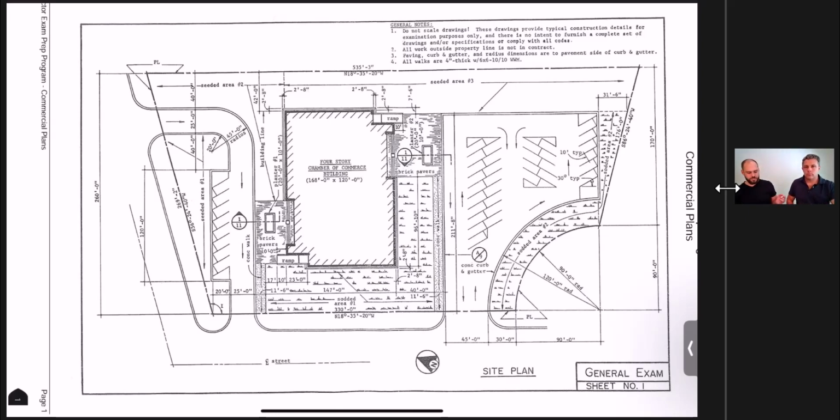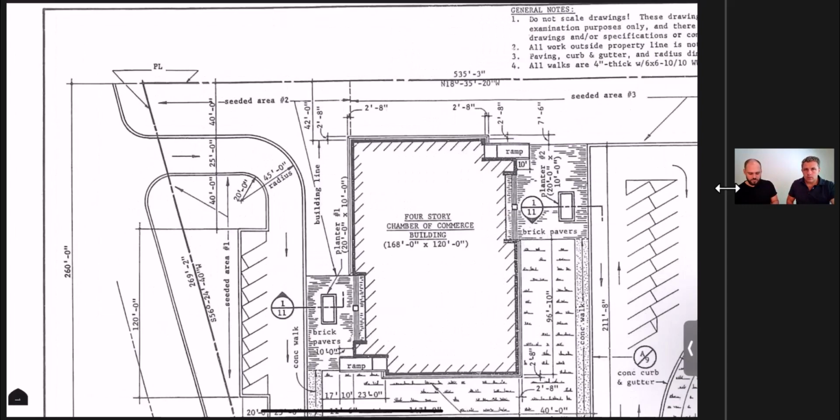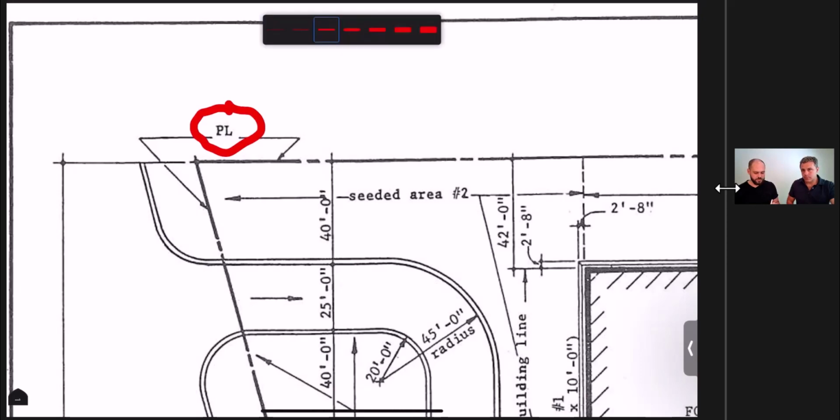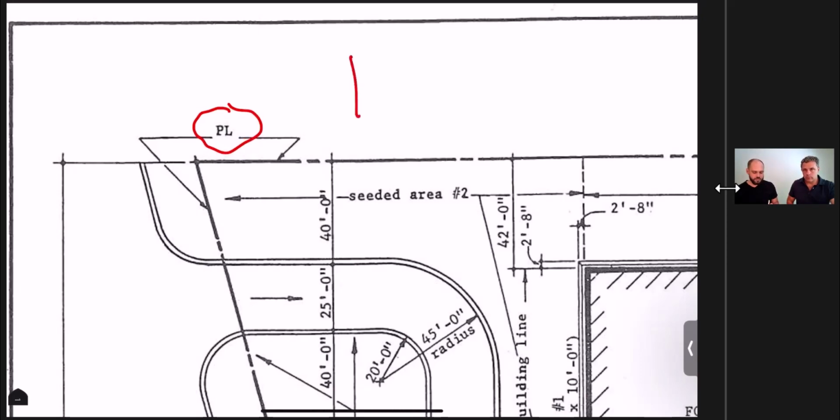So where's the property line? Property lines are always shown with one or two different line types. We're going to zoom in a little bit here. First of all, we're looking at our notes. PL stands for property line. The other thing you might see sometimes is a symbol where it's a P and an L on top of each other. Gotcha, okay. So that's property line also.